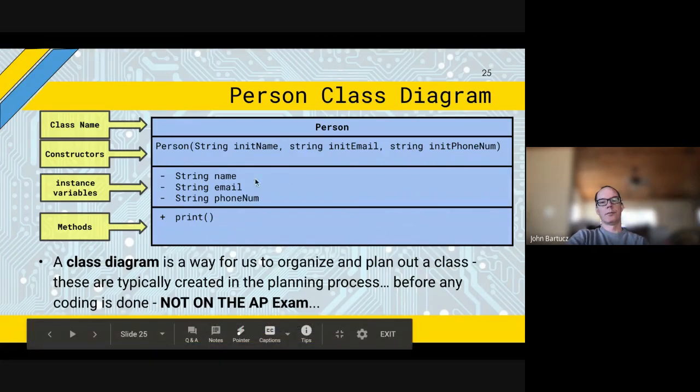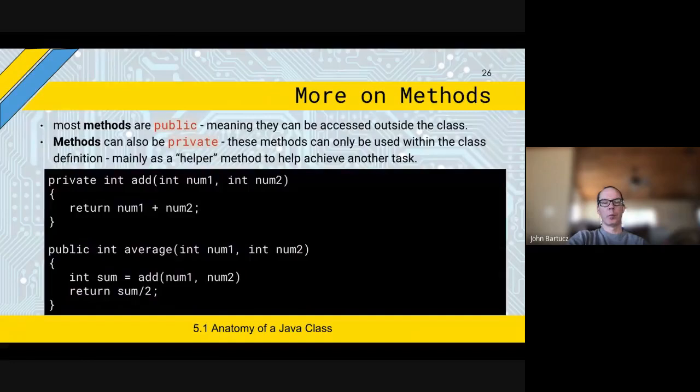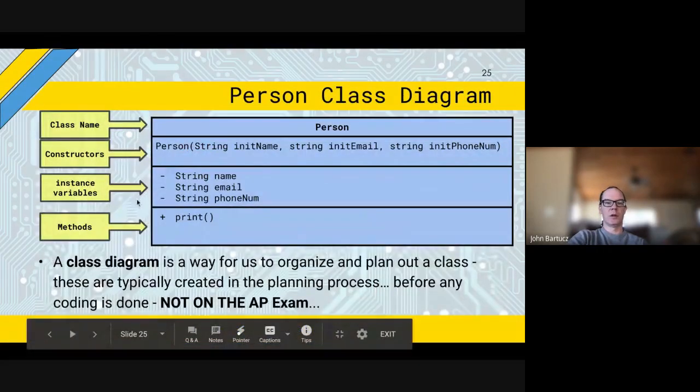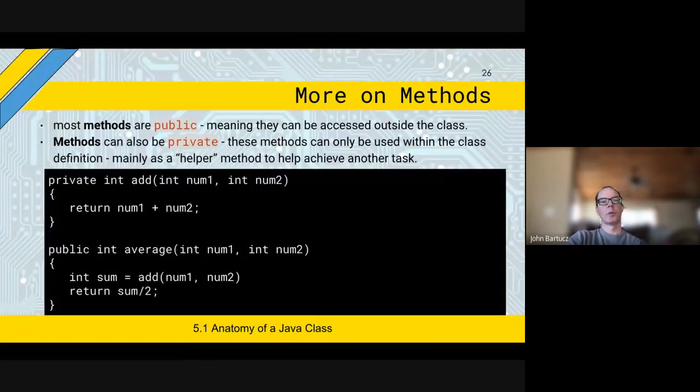So you might see this. It's a class diagram. I'm not going to spend much time on it. It's just a more formal way to show what is in a class. You just might see it. The methods have a plus beside them. The instance variables have minuses, and they don't have any parentheses. And the class name and the constructor both have the same name all the time. So yeah, I'm not going to spend time on that.